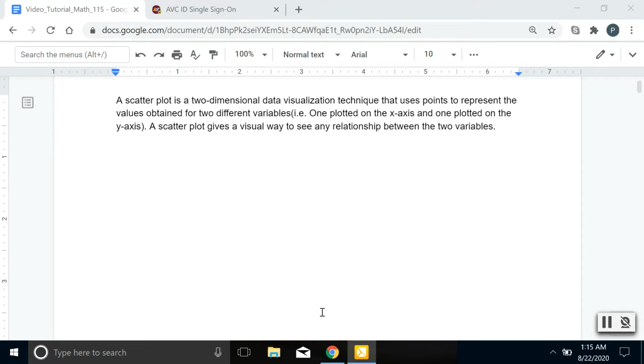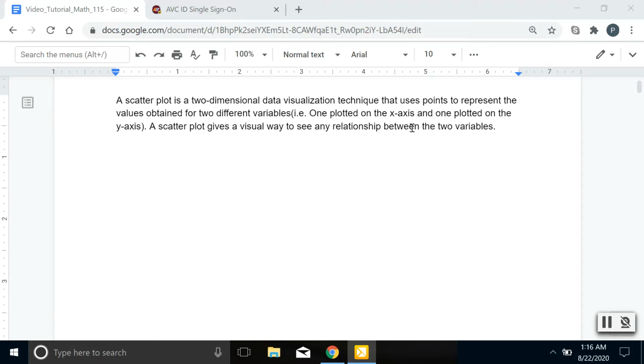Okay, so before looking at practice quiz 4, let's do a brief lecture on scatter plots. A scatter plot is a two-dimensional data visualization technique that uses points to represent values obtained for two or more variables, one plotted on the x-axis, one plotted on the y-axis. A scatter plot gives a visual way to see any relationship between two variables.